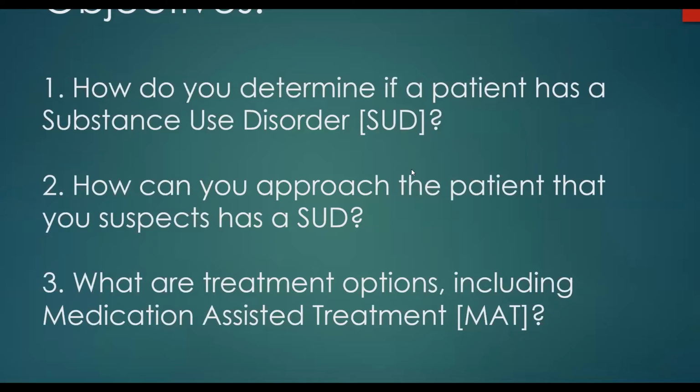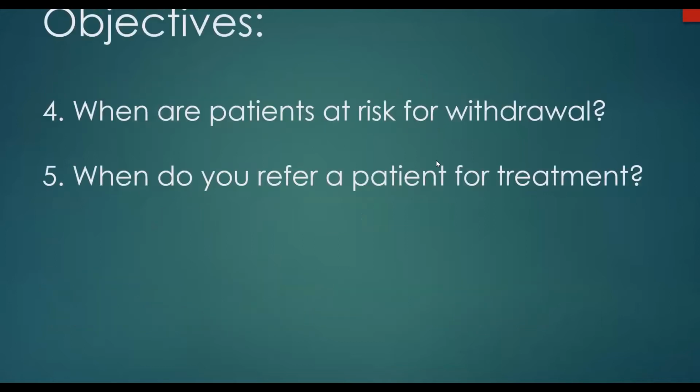My objectives today, I have 5 of them. How do you determine if someone has a SUD, a substance use disorder? How can you approach that patient if you think that they might have it and they're not interested in getting help? What are treatment options? And that includes just touching on medication-assisted treatment. Also, when are patients at risk for withdrawal? And then when do you refer a patient to get help or for treatment, and how do you do that?